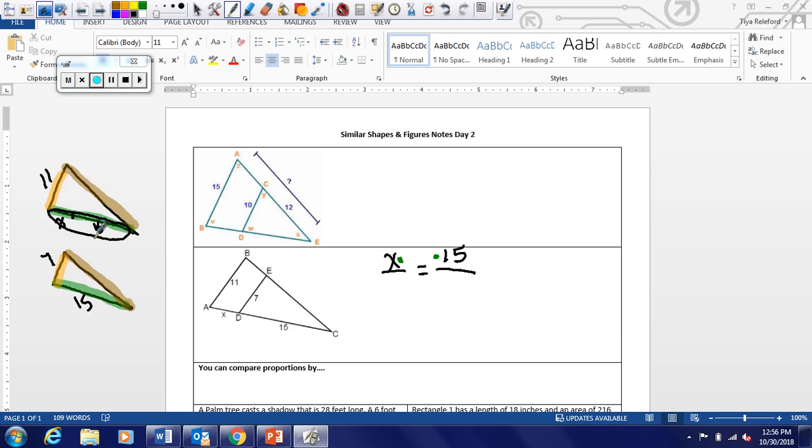And then back to the one with x in it, you have 11. What side corresponds to 11? 7. And just to double check, I have orange and orange. That's a good thing. Now I can cross product. Seven x equals whatever 15 times 11 is. I'll give you some time to work that out. And then I'm going to solve by dividing by 7.